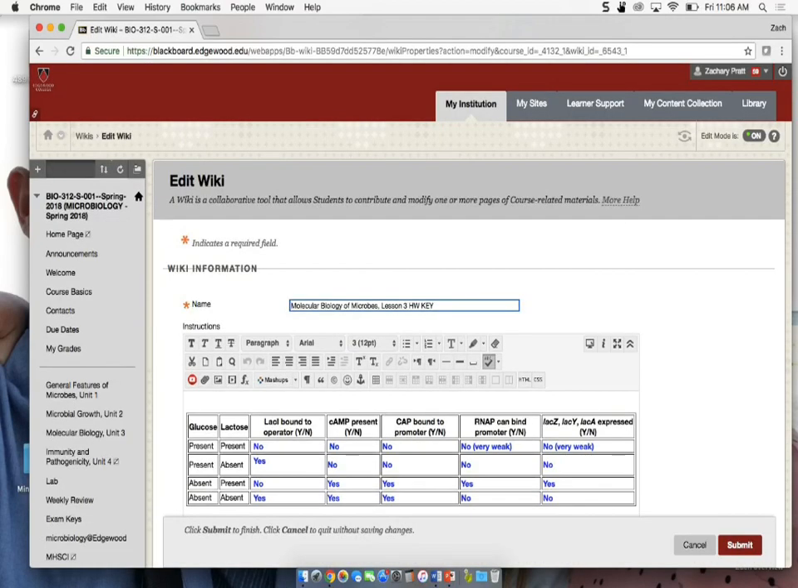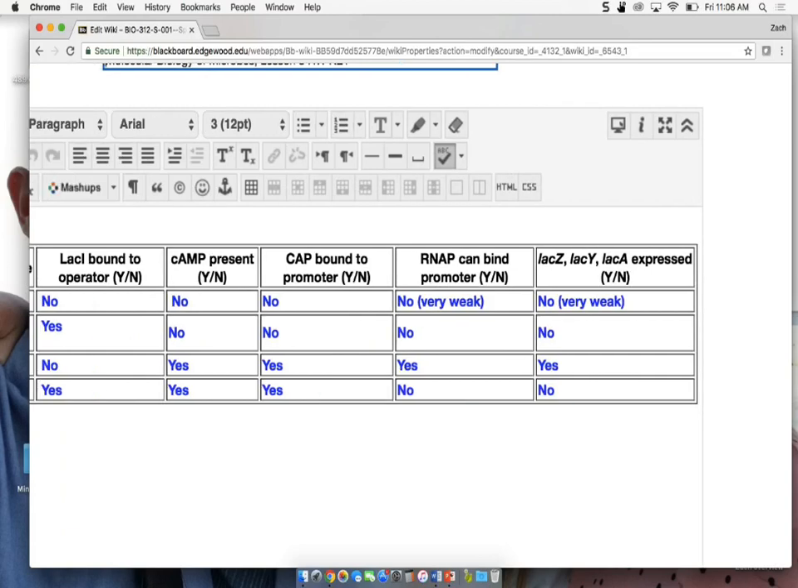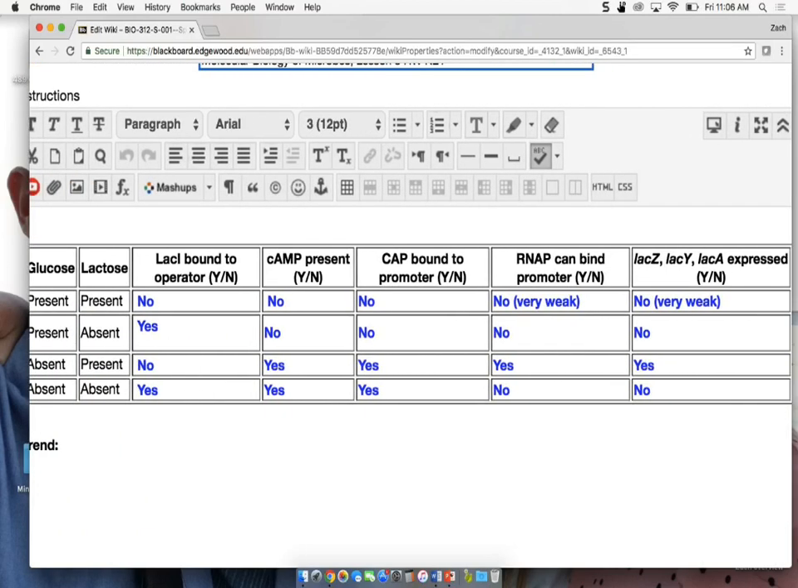So here are the answers as I see them in each of these 4 conditions. In the presence of both of these carbon sources, lac I is bound to the operator, cyclic AMP is not present, CAP would not be present either, and so we might get some binding of the RNA polymerase, but it's going to be really weak. So if you're thinking about this in just binomial yes or no answers, the answer here is no. If you're thinking in shades of gray, yeah, there's some, but there's really little transcription that occurs in this case.